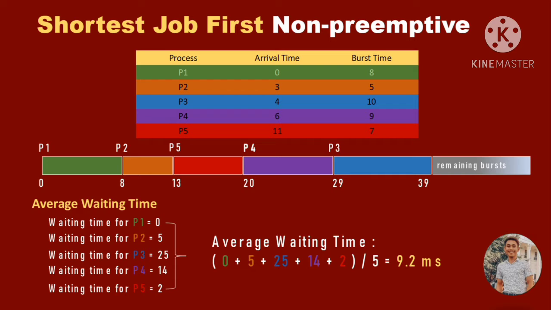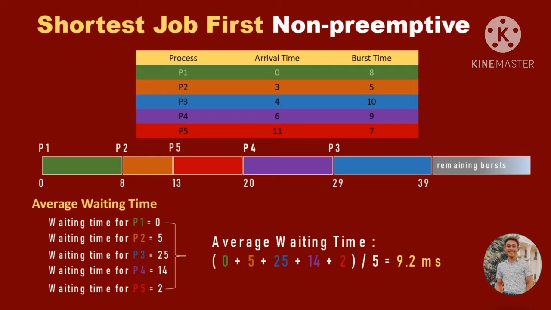Now, at time 8, we have in our ready queue P2, P3, and P4, since they all arrived while P1 is executing. So, we are going to continue to the next process based on the shortest CPU burst, which is P2 with its 5 burst time. And next, at time 13, we have P3, P4, and P5, all in the ready queue.